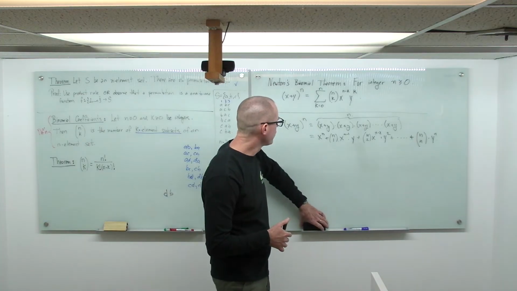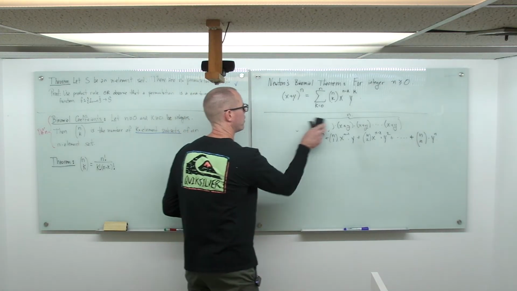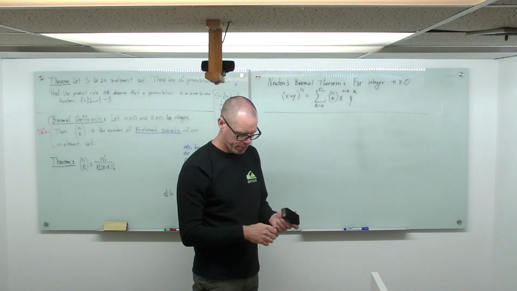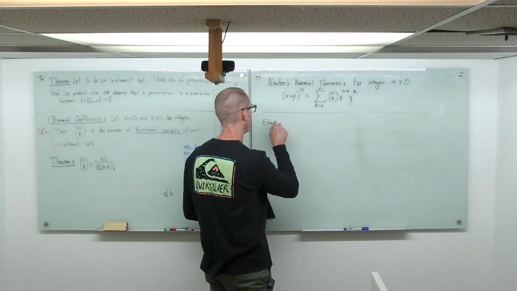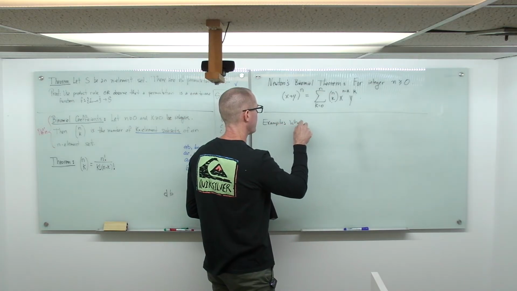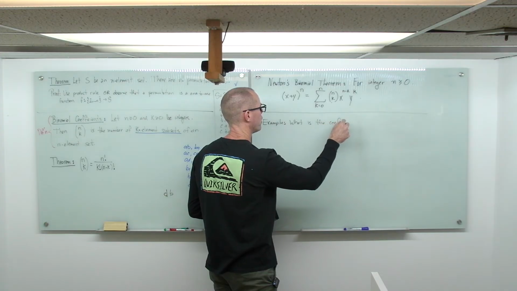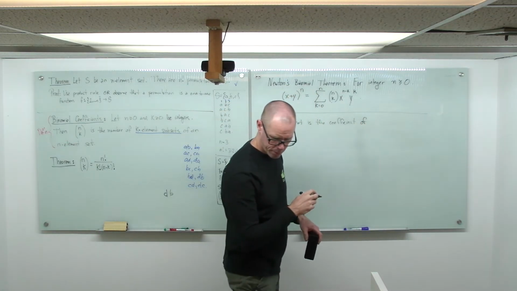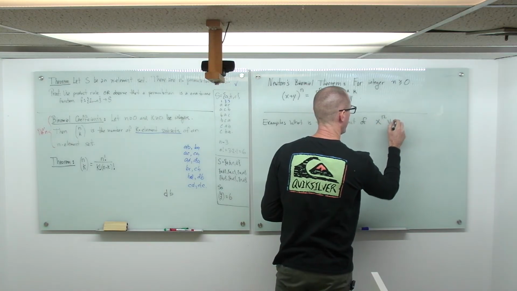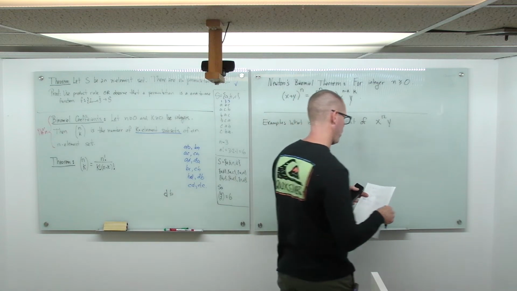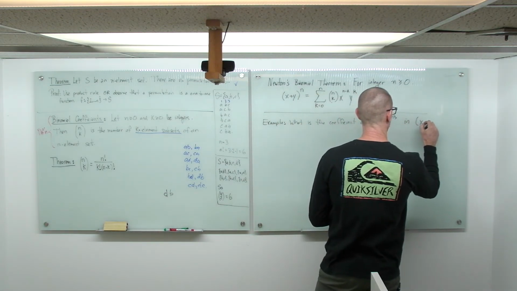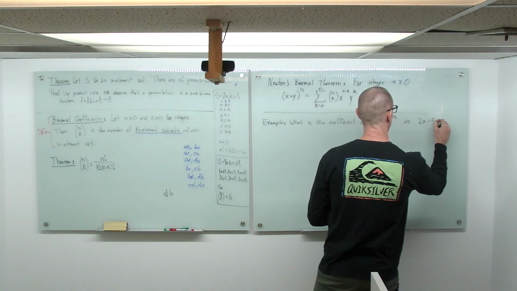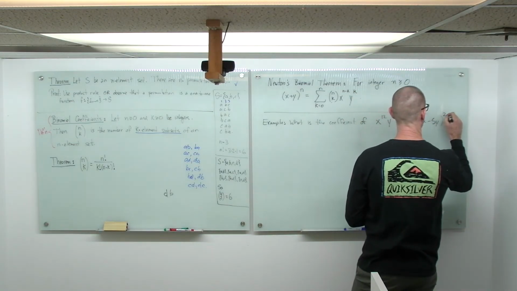What are some examples of it? I'll show you 2 examples. One is kind of a boring one. What is the coefficient of x to the 12, y to the 13 in 2x minus 5y to the 25?